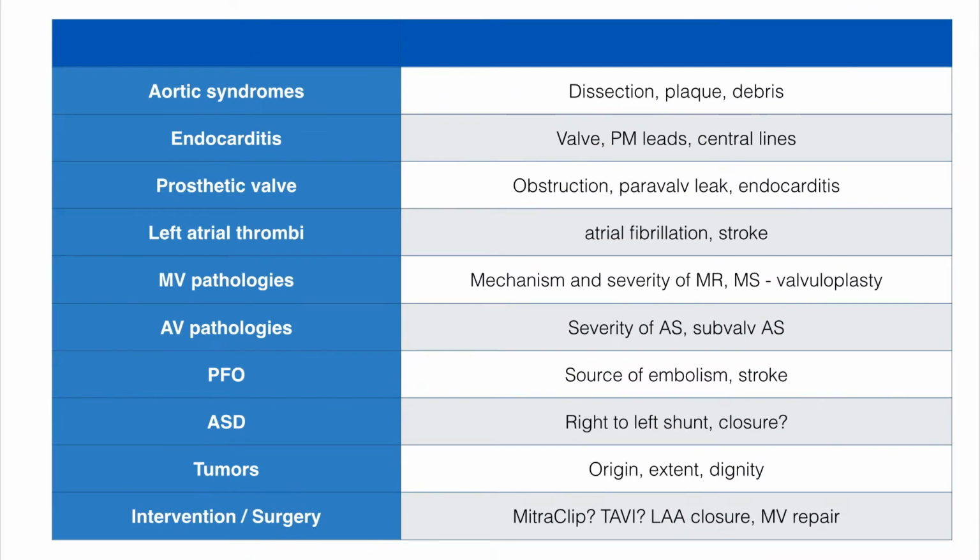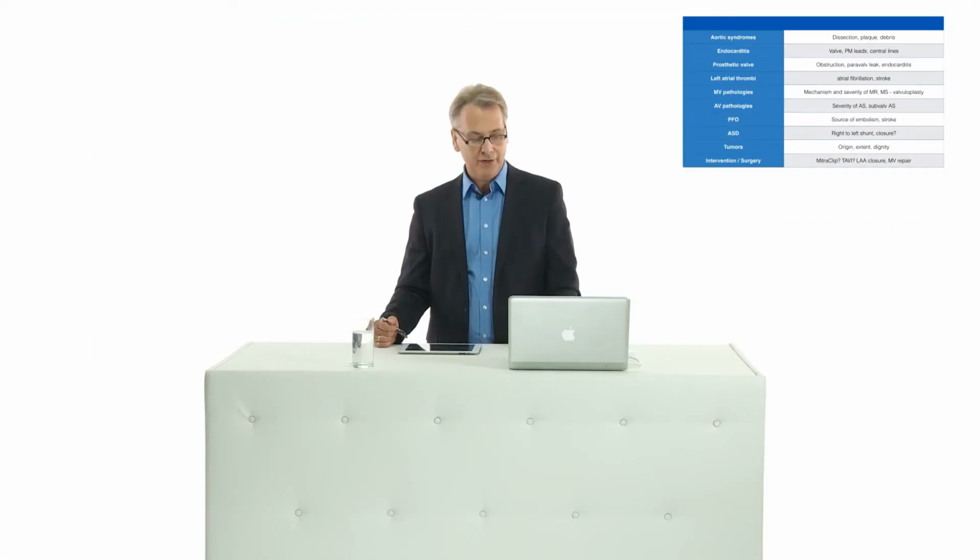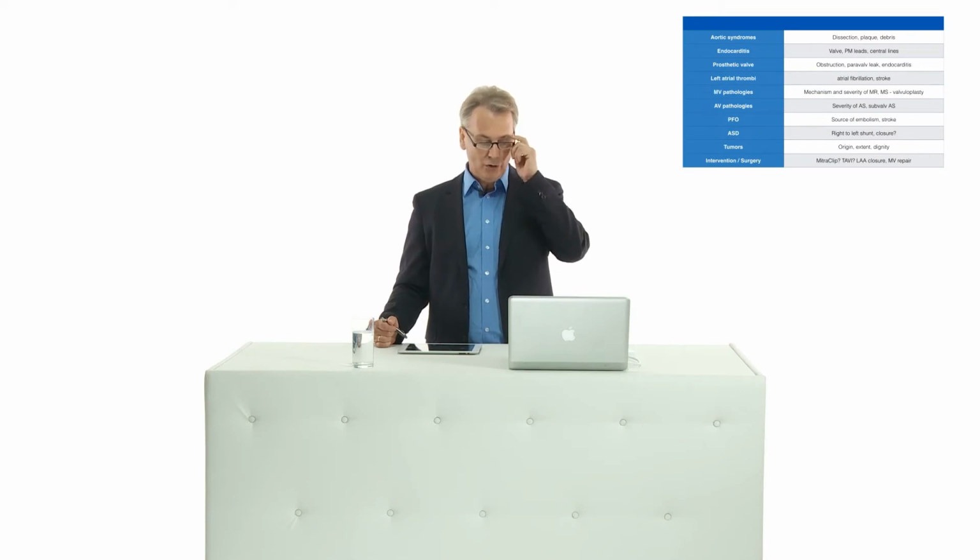Just to highlight a few points. Some indications are very acute, in other words, very urgent, such as aortic syndromes or endocarditis, or maybe even prosthetic valve disease if we have an obstruction. Some indications are selective, where we're, for example, trying to figure out what the mechanism or severity of MR is. And in some indications, we're bringing the TEE not only to the cardiology department, but also to other areas, for example, the cath lab or to the operating theater.